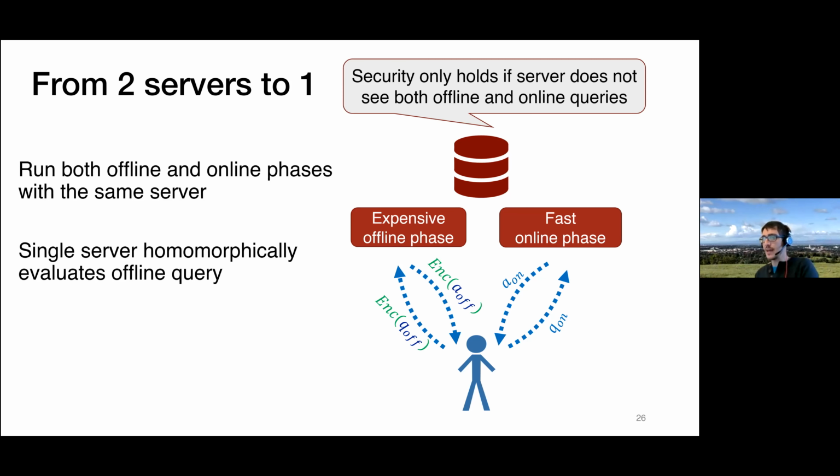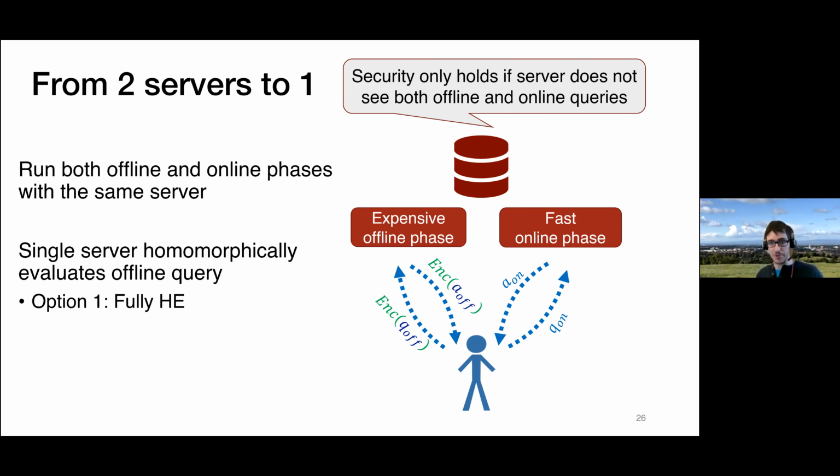And the basic idea is that we'll have the client encrypt the offline query and have the server homomorphically evaluate the offline algorithm on the encrypted query. This would preserve the privacy of the offline query from the server, and then you can get security as in the two server case.